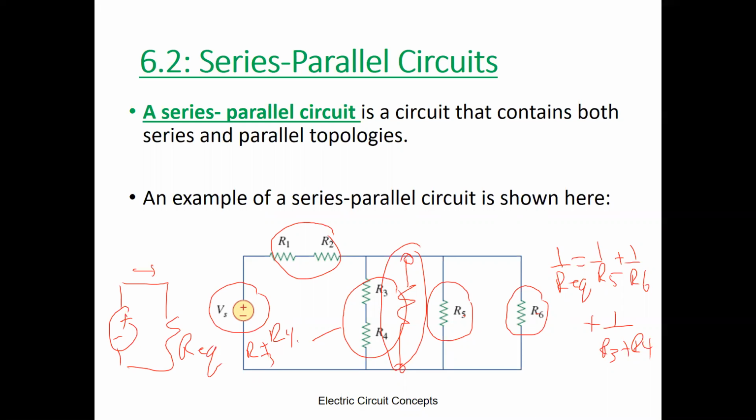And then we can find I by applying Ohm's law, so I would be Vs over R equivalent. So again, we are going to use the same technique as we did when we found R equivalent for a series circuit, and the same technique that we use to determine R equivalent for a parallel circuit, and then we can combine them for the final result.